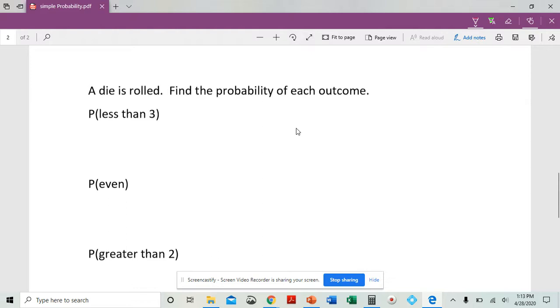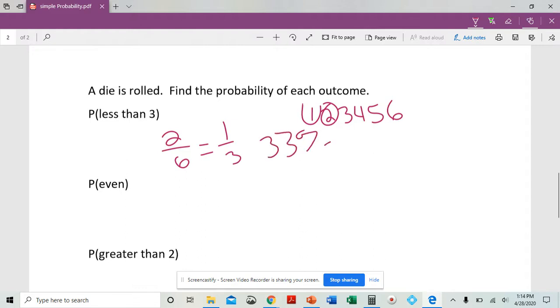Now, when it goes into a little bit more of the formal way of asking for the probability of something, we are just given this statement right here that a die is rolled, find the probability of each outcome. So what's the probability that it was less than 3? That's what this means. The P of and then whatever is in the parentheses is what they're asking. So the probability that it was less than 3. So our 1, 2, 3, 4, 5, 6. Well, less than 3, we have 2 options there. So our probability is 2 out of 6, which can be simplified to 1 over 3, which is going to give us 33%.